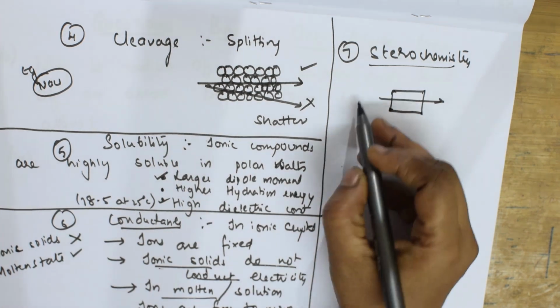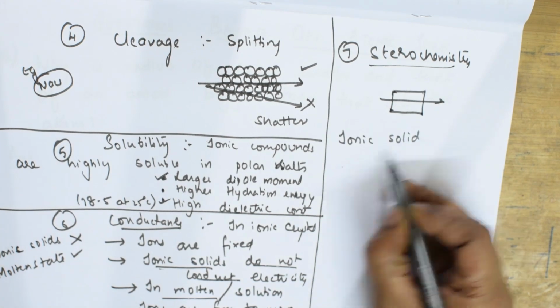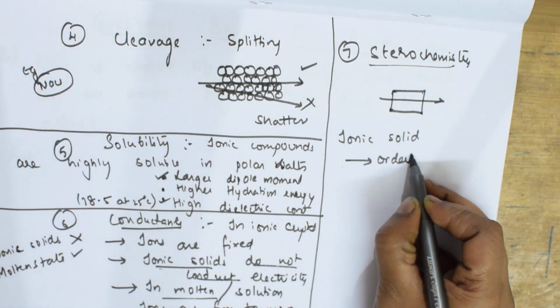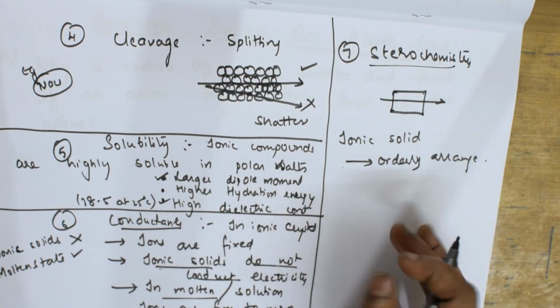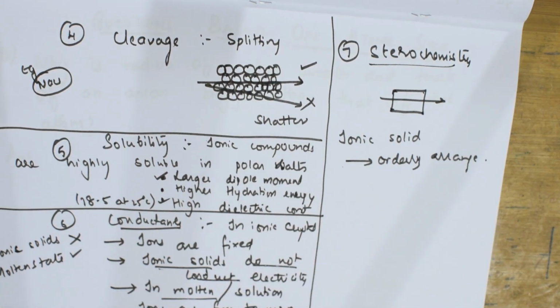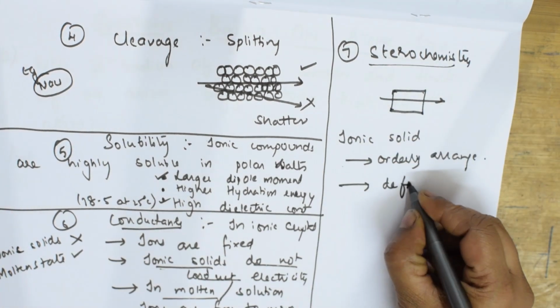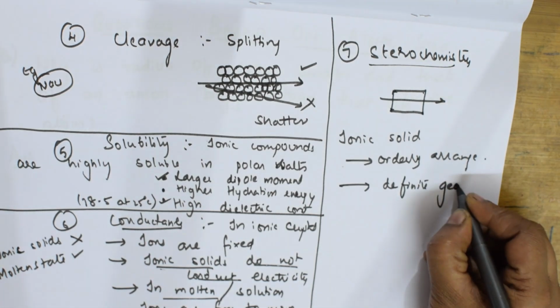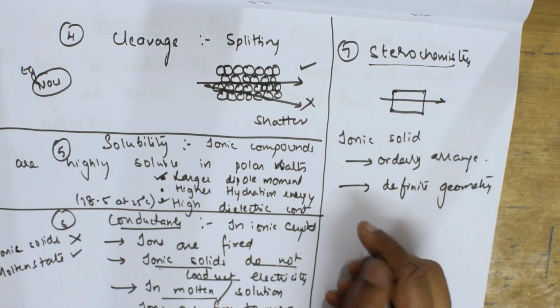Let me summarize. First thing, in an ionic solid they have an orderly, fixed arrangement. Because of this fixed arrangement, they possess a definite, fixed geometry. Next, because of this definite geometry, they have faces which always meet at fixed angles.